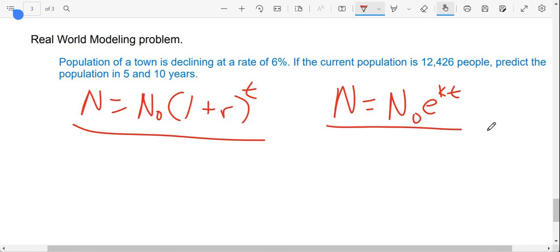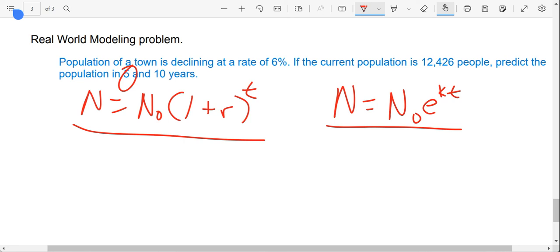So population of a town is declining at a rate of 6%. If the current population is 12,426 people, predict the population in 5 and 10 years. So let's try annually. Let's just do 5 years, okay? For both of these, just for the sake of time and we're spending time together. If you want to try 10 on your own, do it. I can tell you the answer, yeah?